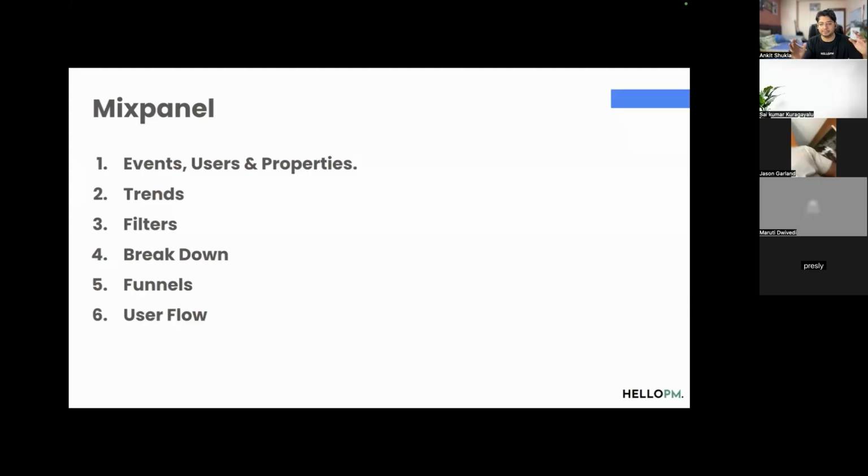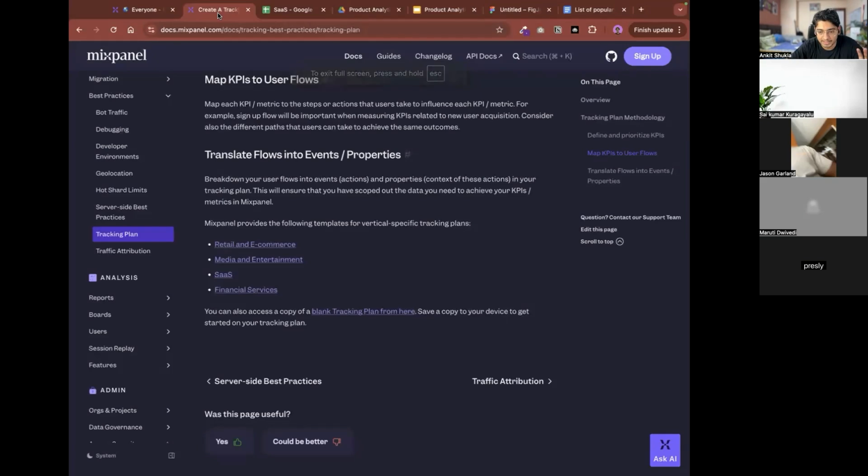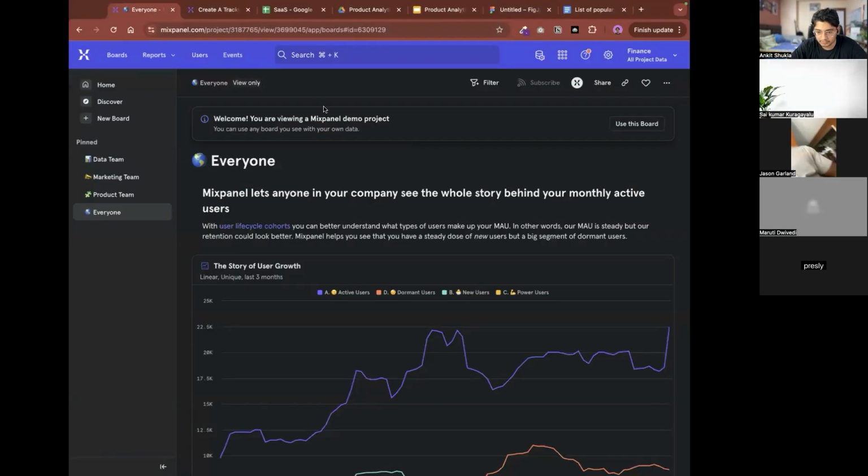Cool. So I'll try to wrap this up into 5-10 minutes only. Okay. So yes, let me go ahead and tell you about Mixpanel. Anyone who wants to use Mixpanel can just go to the website mixpanel.com. They can create a free account. It's free.